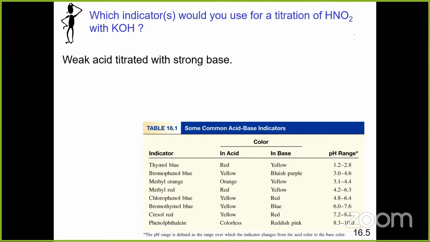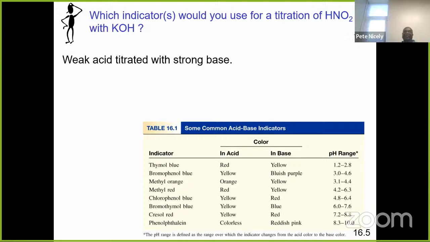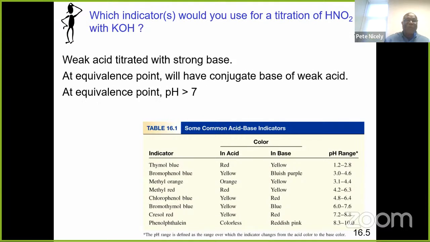Greater than. And the reason why is because you're talking about titrating a weak acid with a strong base, right? So basically, we know that the pH will be greater than 7. So based on the fact that the equivalence point for this titration is greater than 7, which of these indicators would you choose to indicate the equivalence point in this type of titration?